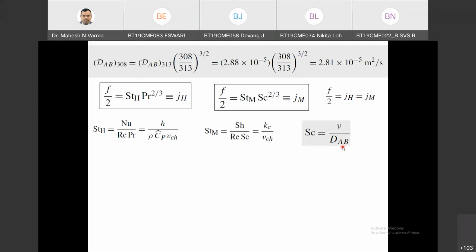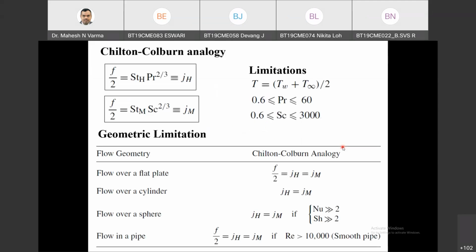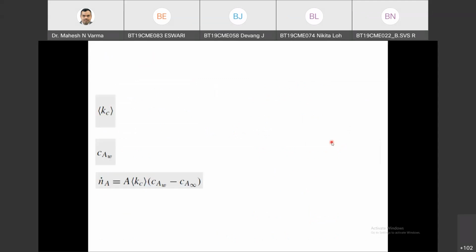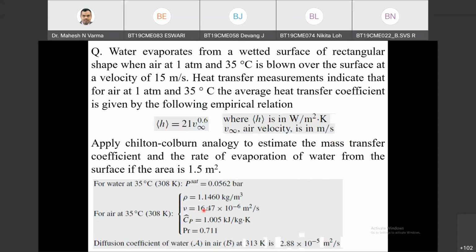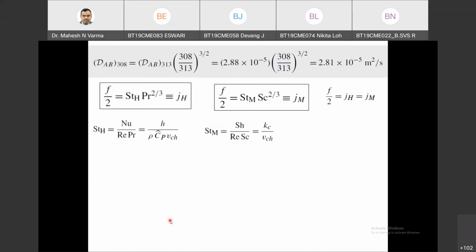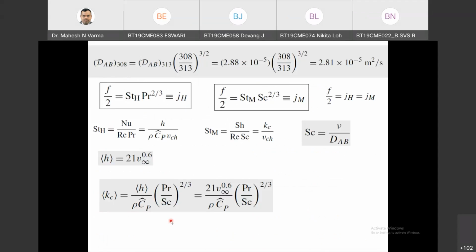So this was the second dimensionless number we have discussed, which is explaining the ratio of momentum diffusivity to mass diffusivity. Momentum diffusivity is nothing but kinematic viscosity, which is given. What is the value of kinematic viscosity given? You can see this kinematic viscosity is 16.47, okay, at 308 Kelvin. So you have estimated DAB. So what is the value of Schmidt number, Ishwari, then? Sir, 0.586. Okay, 0.58.